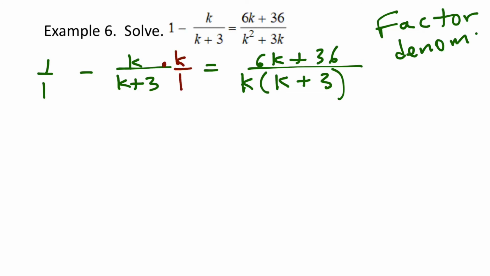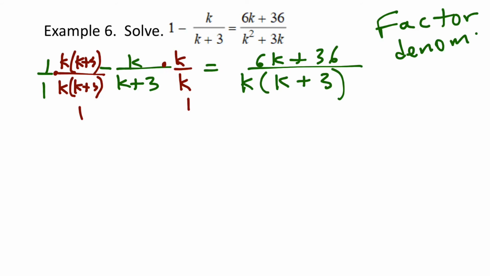So multiply it by 1. Now I have k and k plus 3. But over here, I need them both. I'm missing both of those, k and k plus 3. So this is 1. So I'm multiplying by 1.